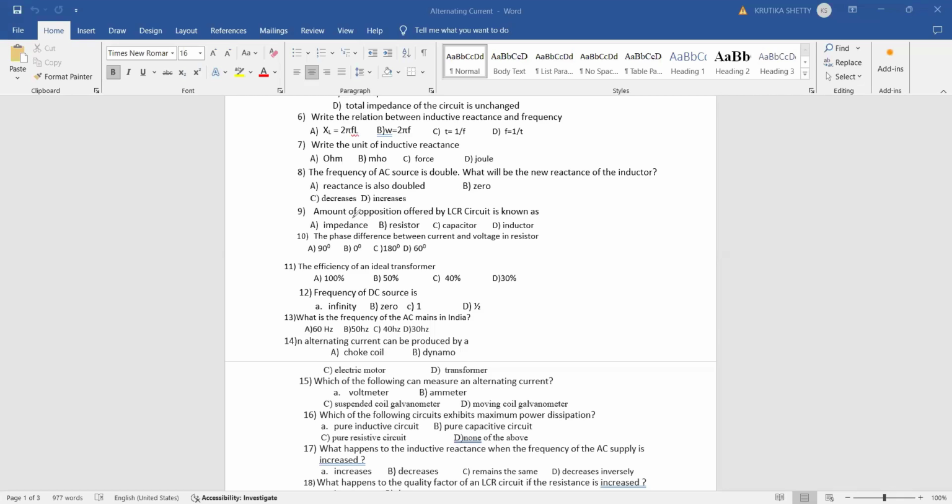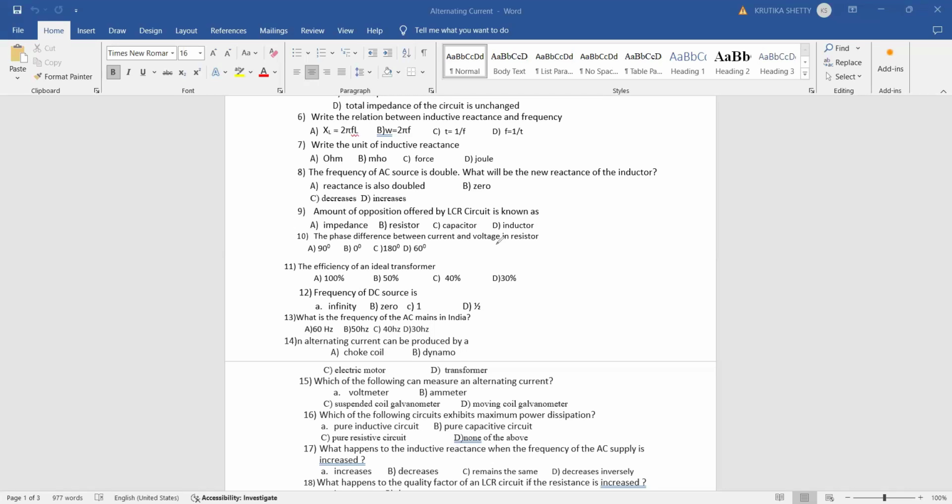Yes, next, again based on the definition: the amount of opposition offered by the LCR circuit is known as? What do they call the opposition in an LCR circuit? It is called as what? It is impedance. Option A is the correct answer. Go for the next question.